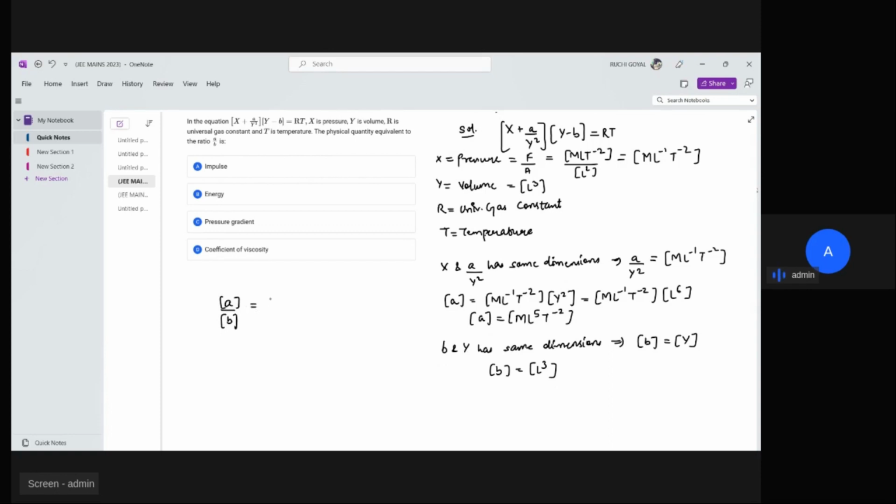So divide A and B dimensions. M L^5 T^-2 divided by B, which is L cube. So it will be M L^2 T^-2. So what are the dimensions M L^2 T^-2? This is the dimensions of energy, as we know, right? M L^2 T^-2. So the answer is energy. So option B is the answer.